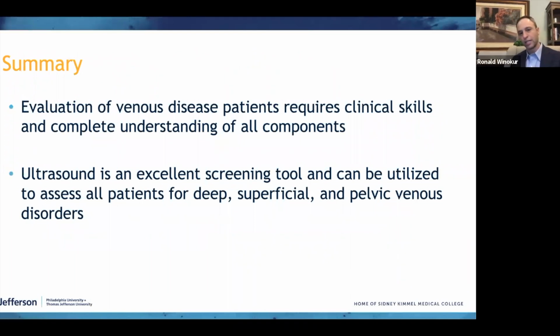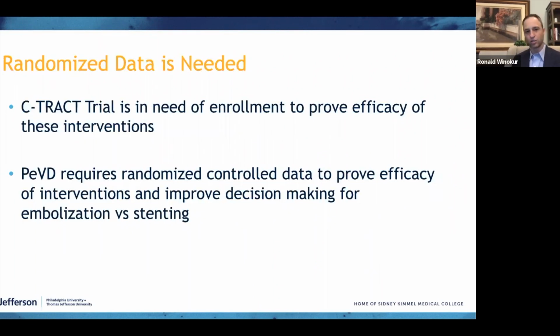So in summary, the evaluation of venous disease patients requires clinical skills and a complete understanding of all the components and interconnected relationships between the venous segments and venous systems. Ultrasound is an excellent screening tool, and can be utilized to assess all patients for deep, superficial, and pelvic venous disorders. And randomized controlled data is badly needed in multiple aspects of venous disease. The C-TRACT trial, most importantly, is ongoing right now.